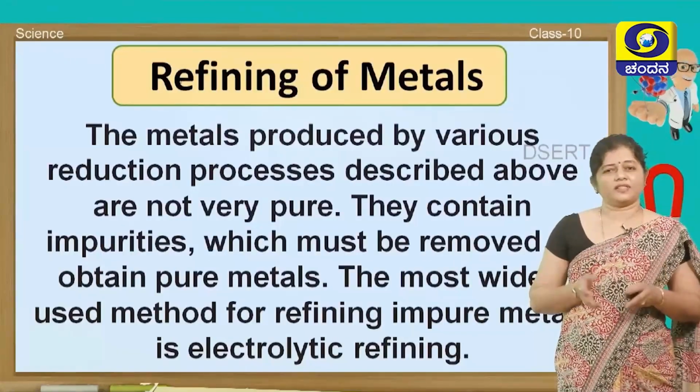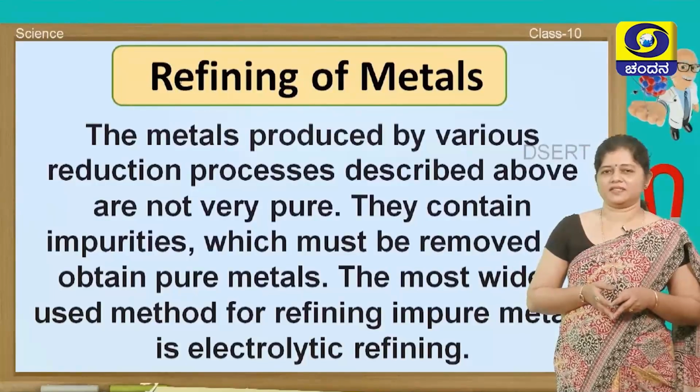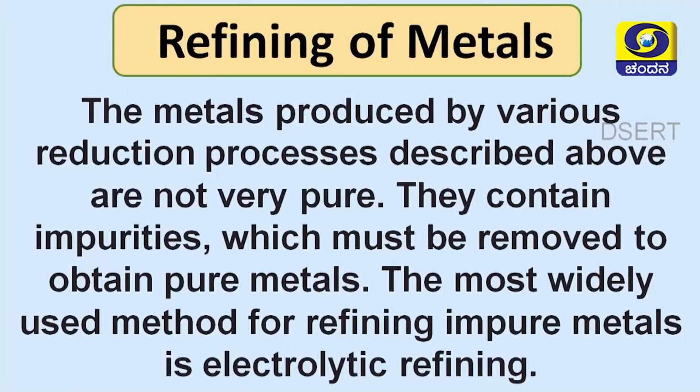Now, let us see what we mean by refining of metals. We saw that various metals can be obtained by various reduction processes, by reducing them from their oxides. But the metal that we obtain from these processes is not very pure. It contains impurities, and these impurities must be removed to obtain the pure metal. The most widely used method for refining impure metals is electrolytic refining.